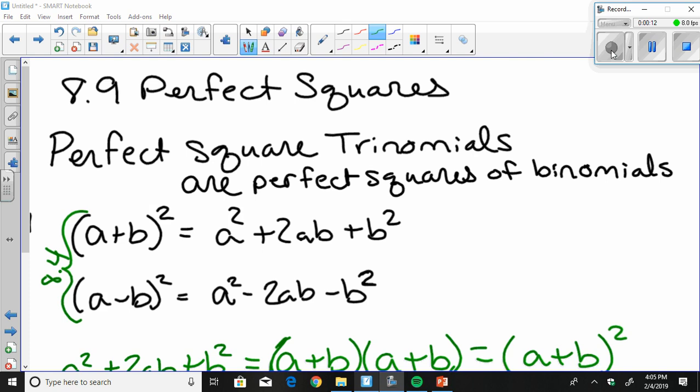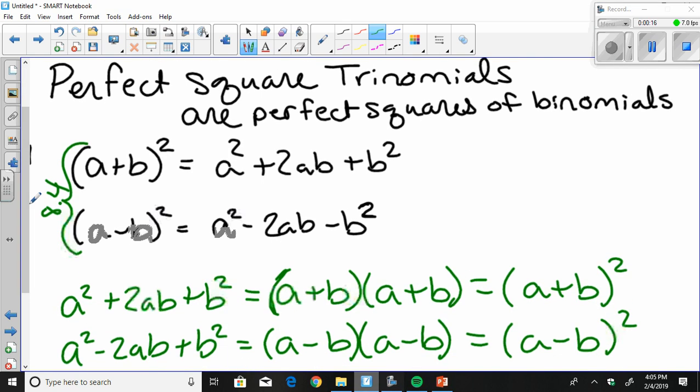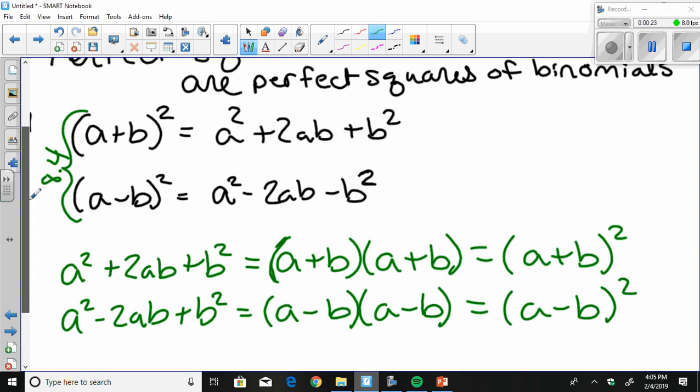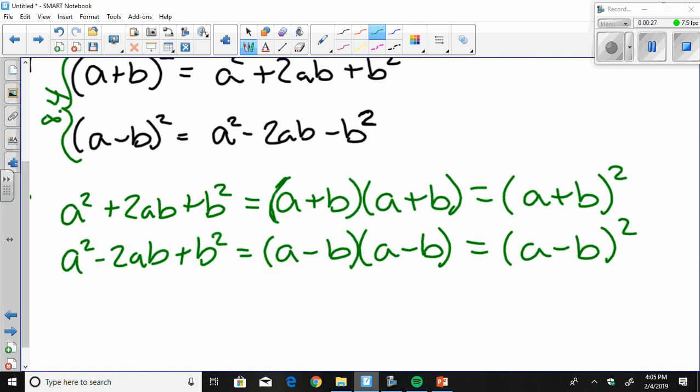When we had the quantity a plus b raised to the second power, you can use the formula a squared plus 2ab plus b squared. Or if you have a minus b quantity squared, you can get a squared minus 2ab plus b squared. Well, formulas work two ways. It works from left to right, but it can also work right to left.